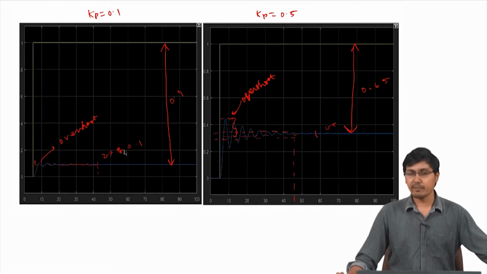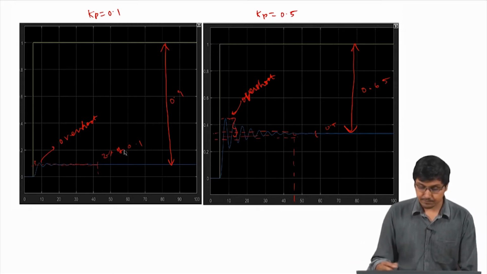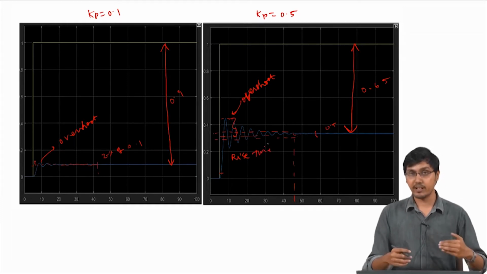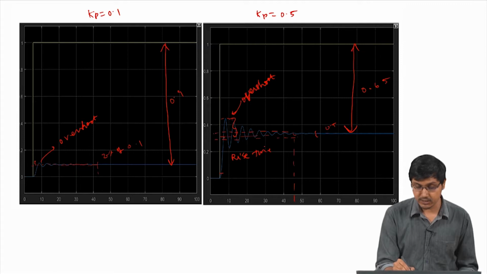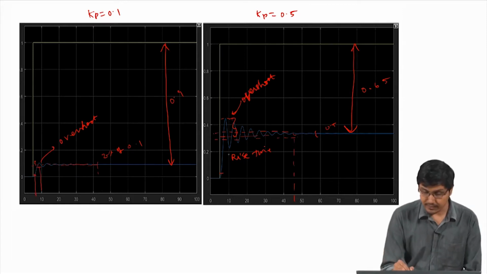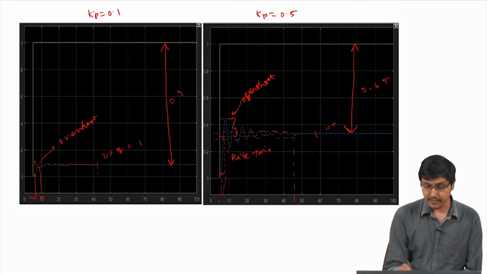One more thing you can see is the time taken to go from 10% of the final value to 90% of the final value. That is called the rise time. If you look here, this is a slower response. Going from 10% of this to 90% of this may take some time, and this one is too short. So this time is longer than this time.